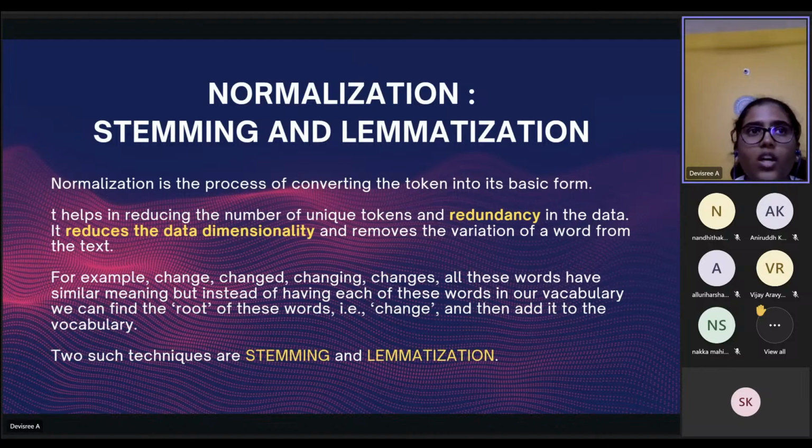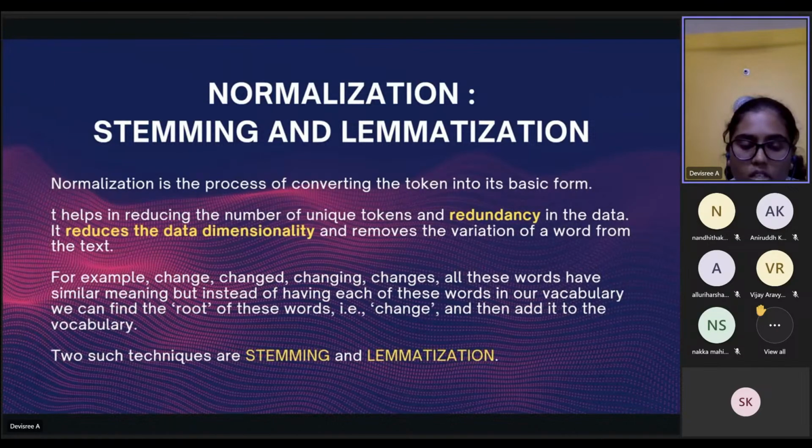But instead of having all these words in the vocabulary, it would be preferred to have one word that can replace all these words but convey the same meaning, which basically refers to the root word or the base word of all these words. That is change in this case. So instead of having change, changed, changing, changes in the vocabulary, we can have only the word change. This will automatically reduce the total number of unique tokens and also reduce the redundant data, which in turn reduces the data dimensionality.